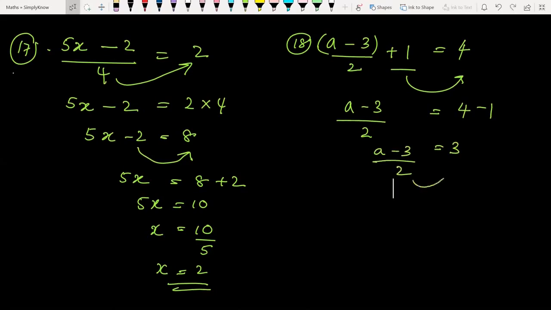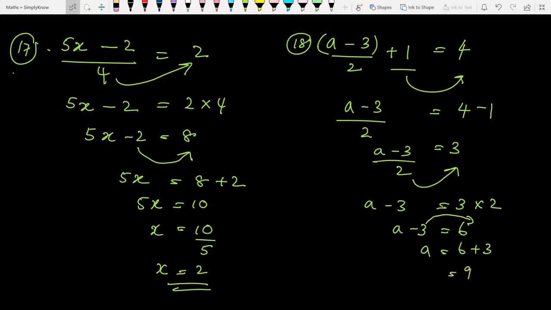I'm going to send this 2 to the other side. Then it will become a multiplication. 3 times 2. A minus 3 equals 3 times 2. 3 times 2 is 6. Then a minus 3 equals 6, so a is 6 plus 3. I send this minus 3 to the other side. So it will become plus 3. 6 plus 3 is 9. So our answer is a equals 9.